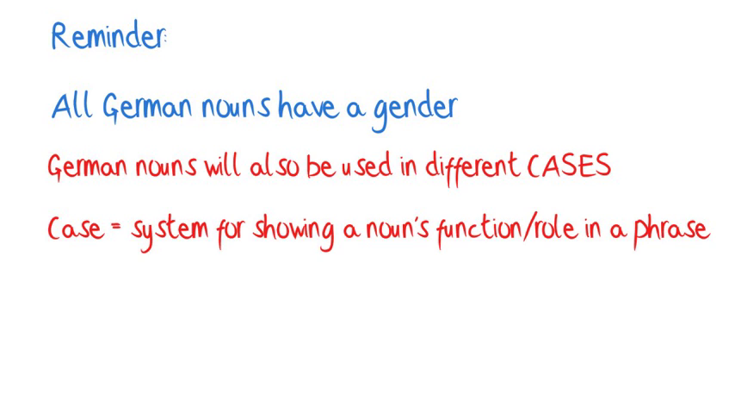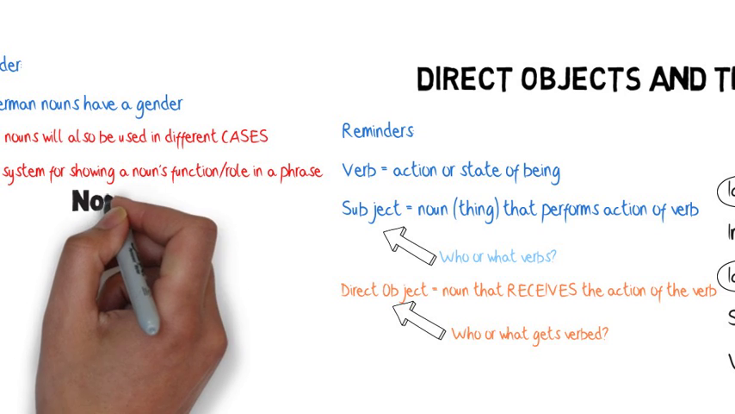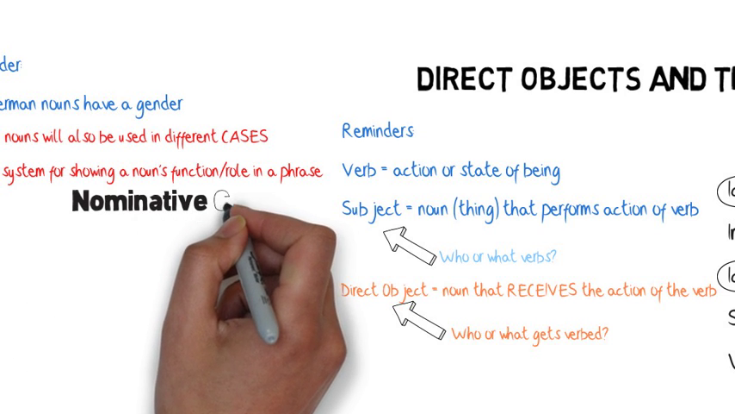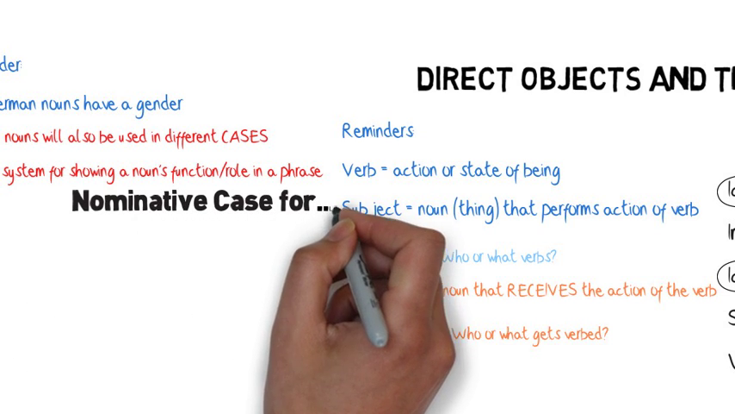The two cases you'll need for now are the nominative and the accusative case. The nominative case is used for subjects, and the accusative case is used for direct objects.